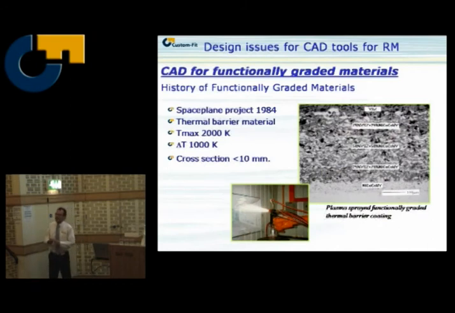The first real application of graded materials was in a space plane project for a thermal barrier. You see here different kinds of materials being sprayed on top of each other to withstand a maximum temperature of 2000 Kelvin, and the difference between this part and this part was maximum 1000 Kelvin. And it should be smaller than 1 centimeter. So it must be resistant to these kind of temperatures. And with normal materials that was not possible. That's why they came up with this layer-based spray metal approach, and in this case the first functionally graded material.